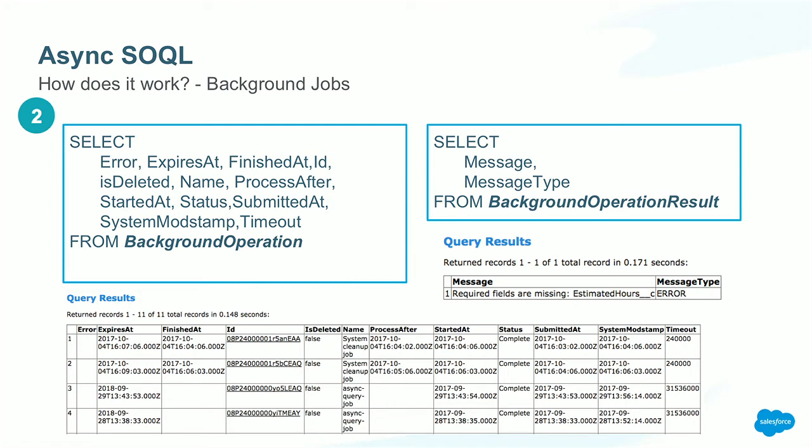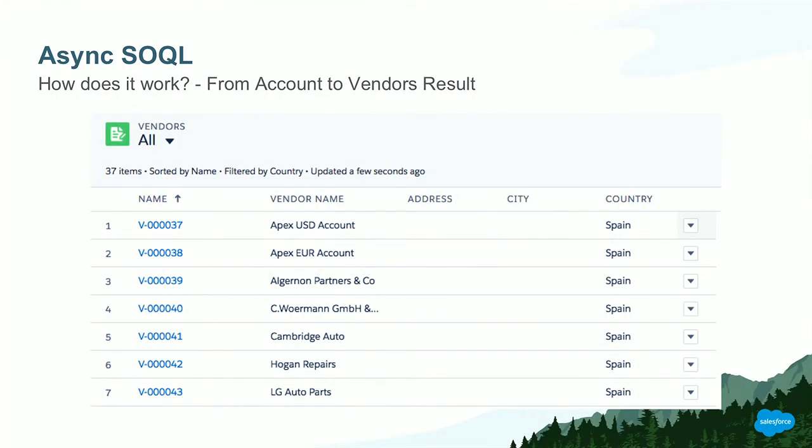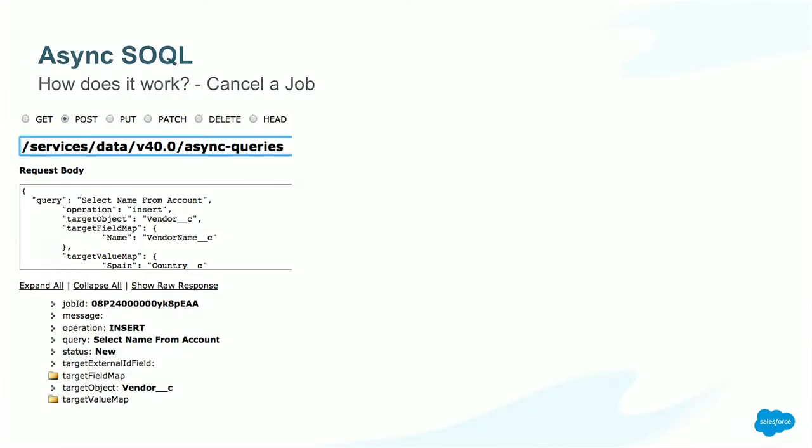For example, imagine that we have a target field that is required, but the source one is empty. Then we can get this error. So when your Async SOQL process finishes, you can go to this table, double check what is going on, and rerun the process if it's necessary. Just keep in mind that this information is kept in these objects for the next 7 days. After that, it's released. And that's all. We have moved from accounts to vendor. We have the vendor name and the country and no compound fields at all.